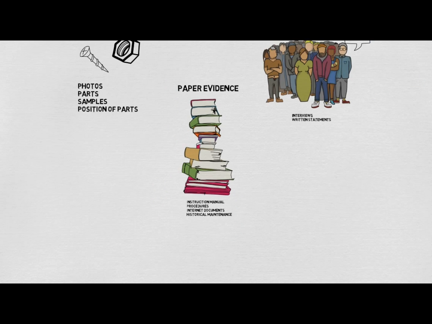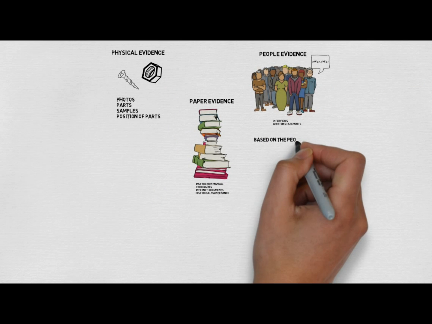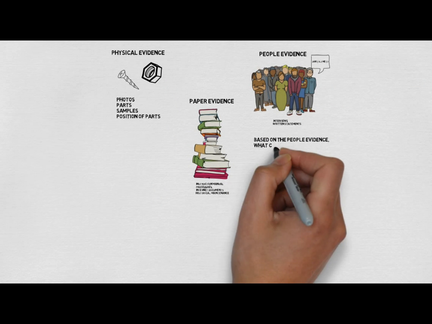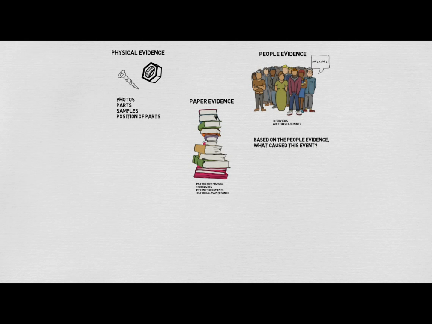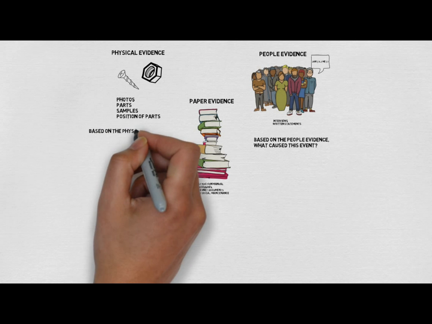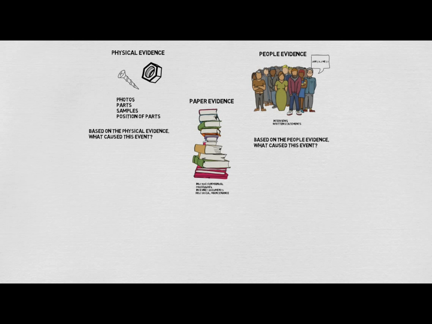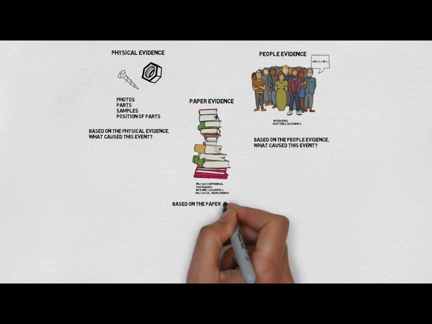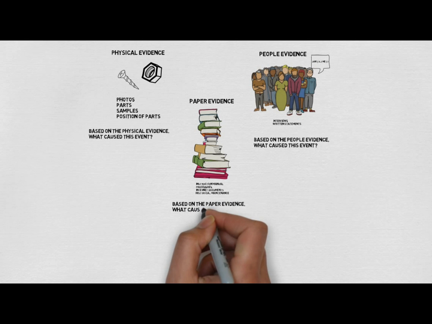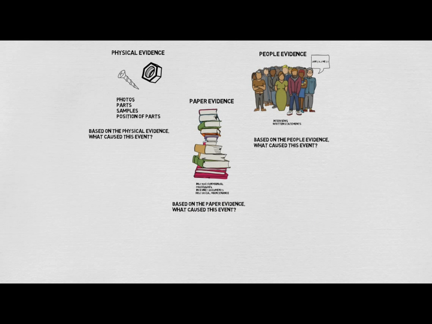Once you have gathered and combed through the evidence, you then say, based on only the people evidence, what caused this event? Based on only the physical evidence, what caused this event? Based on only the paper evidence, what caused this event? And once you have 3 separate answers, you will see a similarity.